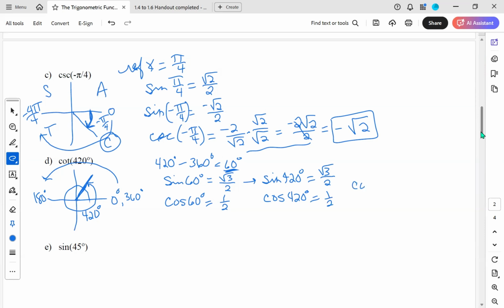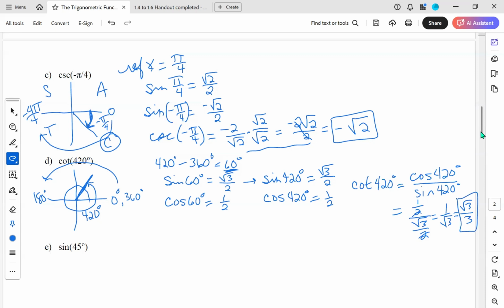Now, to do the cotangent of 420 degrees, I'm going to use my cosine of 420 degrees over my sine of 420 degrees. So this is going to give me 1/2 over the square root of 3 over 2. So the 2's cross off. I end up with 1 over the square root of 3, and then I rationalize it. So that's going to give me square root of 3 over 3, because I'm multiplying top and bottom by the square root of 3. And so this ends up being my answer.